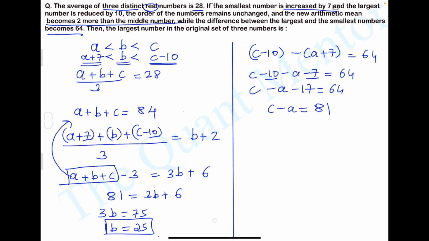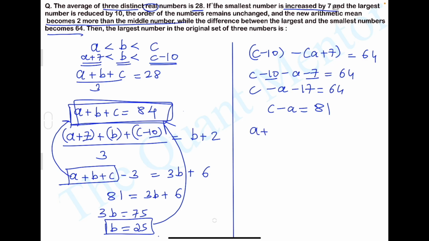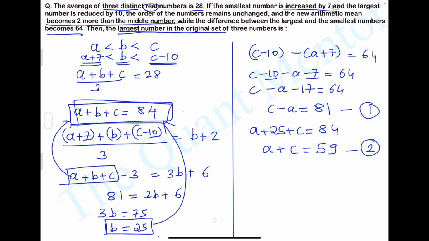Also, B equals 25. I can plug it in this equation, A + B + C is 84. If I plug in B is 25, I will get A + 25 + C is 84, or thereby, A + C is equal to 59. Now, I wanted to focus on two equations: C - A is 81 and C + A is 59. Since the question demands the largest number in the original set, I need to figure out the value of C in this question.